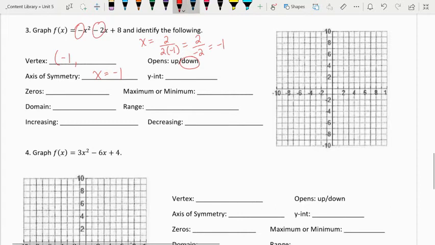From here, let's go ahead and find our y value. And we do that by plugging in negative 1 to our equation. So we have negative 1 as our a times negative 1 squared minus 2 times negative 1 plus 8.